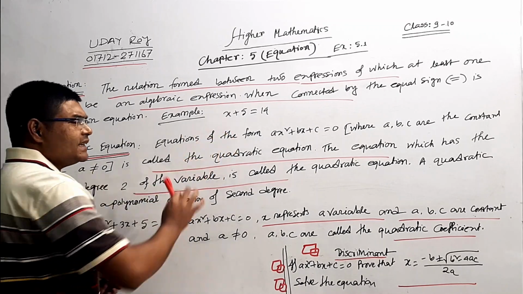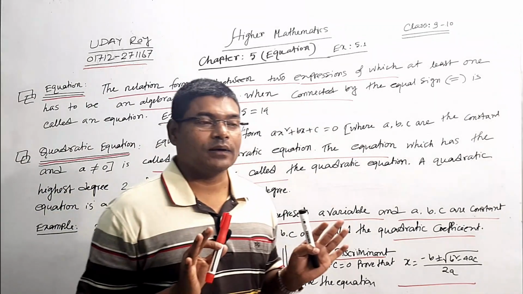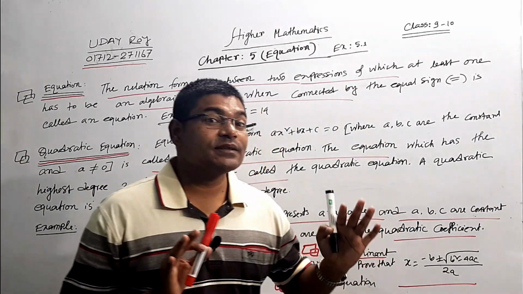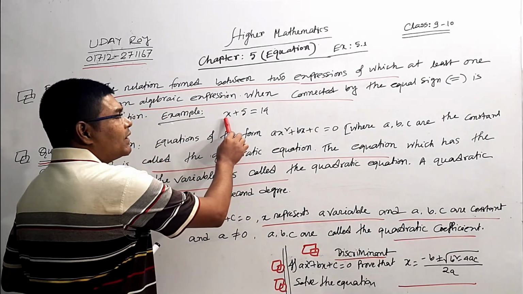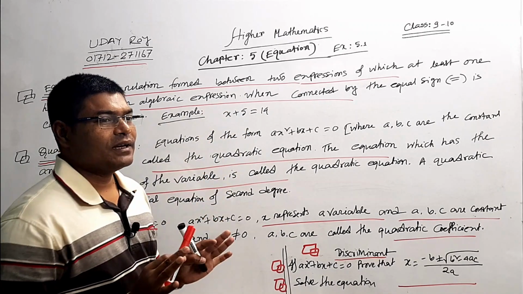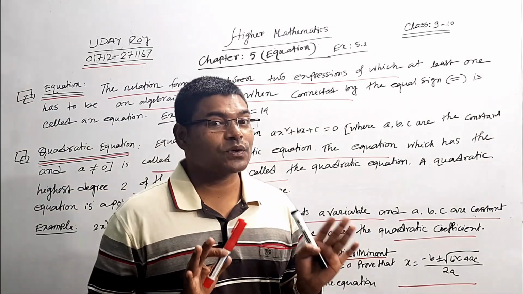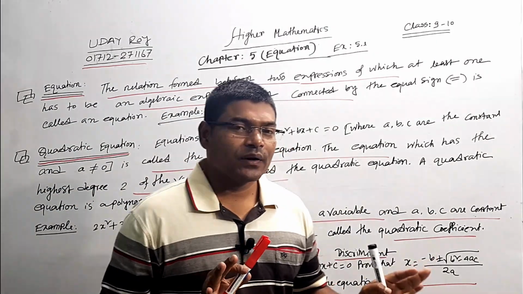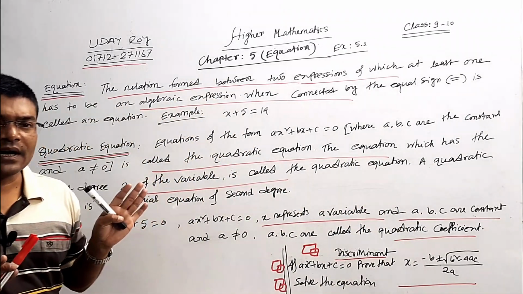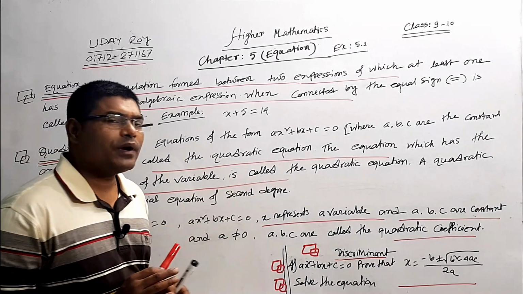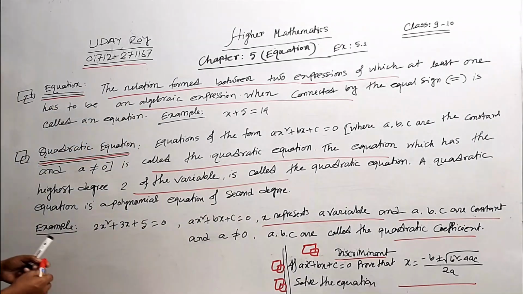Here x is an unknown quantity. x is a variable. Here x has no power shown, the power of x is only 1. So this is also called a linear equation. Now, equation and linear equation are the same. Now we have to know the quadratic equation.